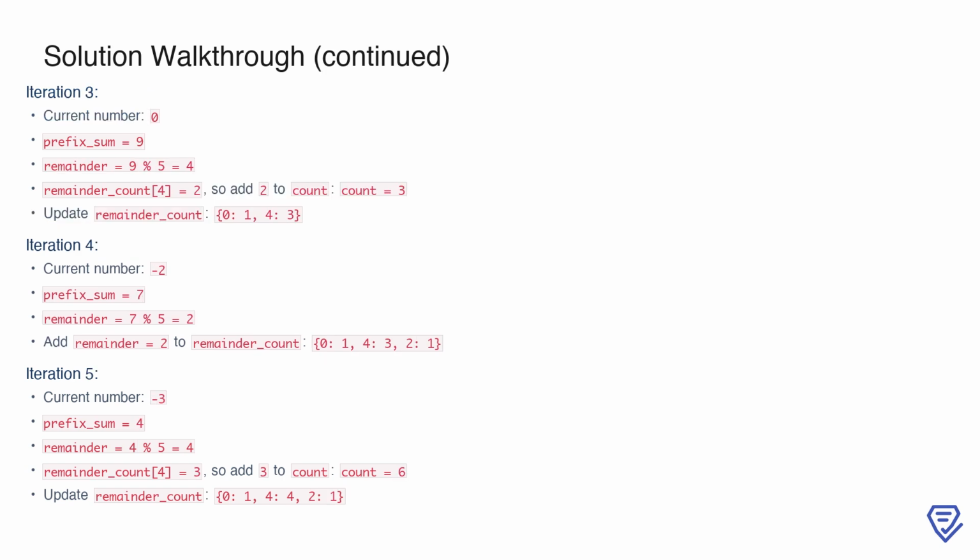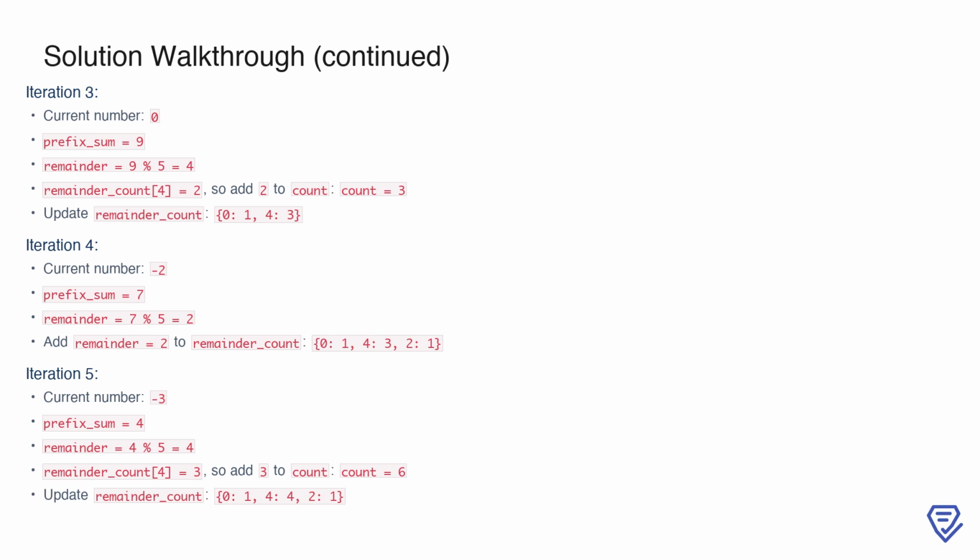In the third iteration, the current number is 0. Adding this to the prefix_sum keeps it at 9. The remainder remains 4, and now remainder_count shows that the remainder 4 has occurred twice before. This indicates there are two subarrays ending at this point with a sum divisible by 5. Therefore, we add 2 to count, bringing it to 3, and update remainder_count to 0, 1, 4, 3.